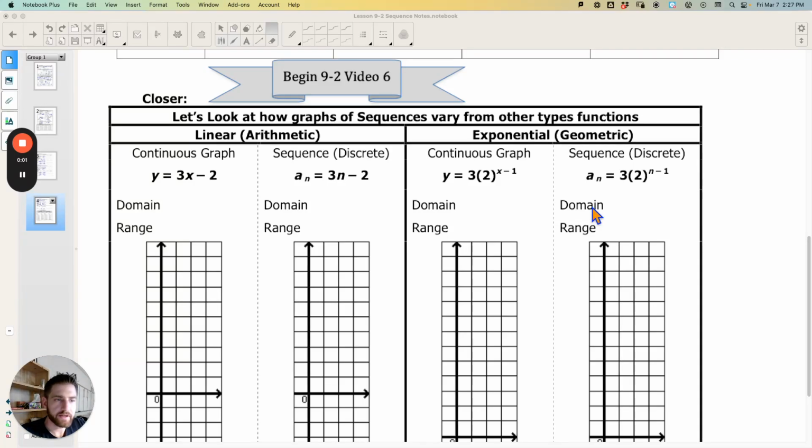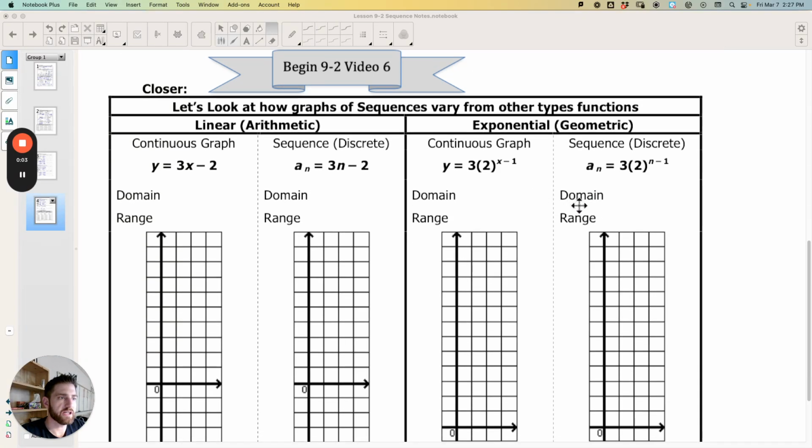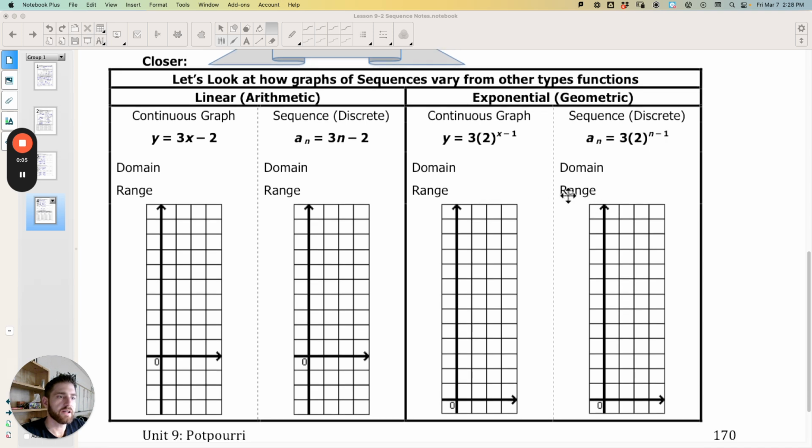Alright, so the biggest thing that I want you to see about these is the difference between continuous and discrete. Here we have the continuous graph, and they're related here. You have two different examples: a linear arithmetic and an exponential geometric, okay? See how they're related? This is our new notation here.